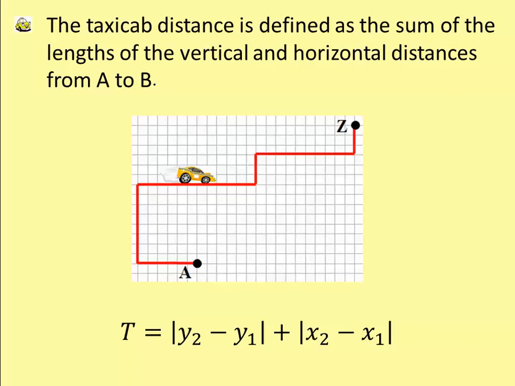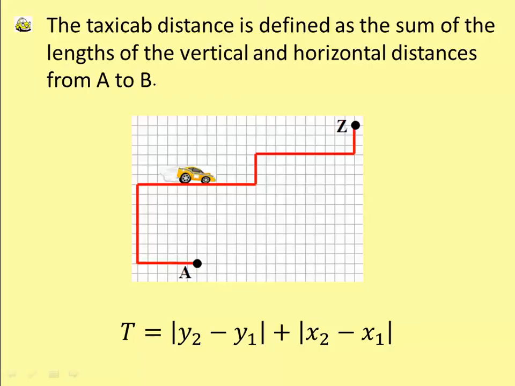The taxicab distance is defined as the sum of lengths of the vertical and horizontal distances from A to B, which makes sense because you're going to take the measure in this segment and add it to the measure in this one, add it to the measure here, add it to the measure here, add it to the measure here, and add it to this last but not least measure. Okay, that's how it's going to work. So when you do that, this is what it looks like.